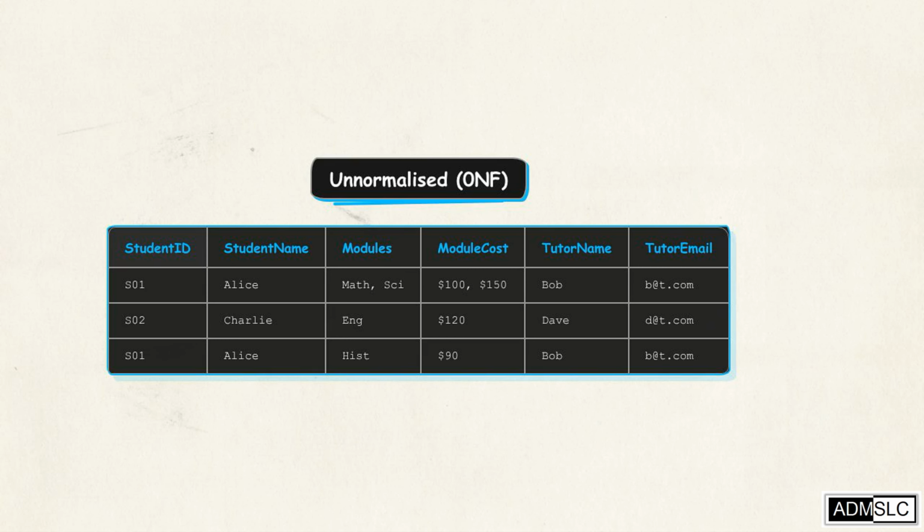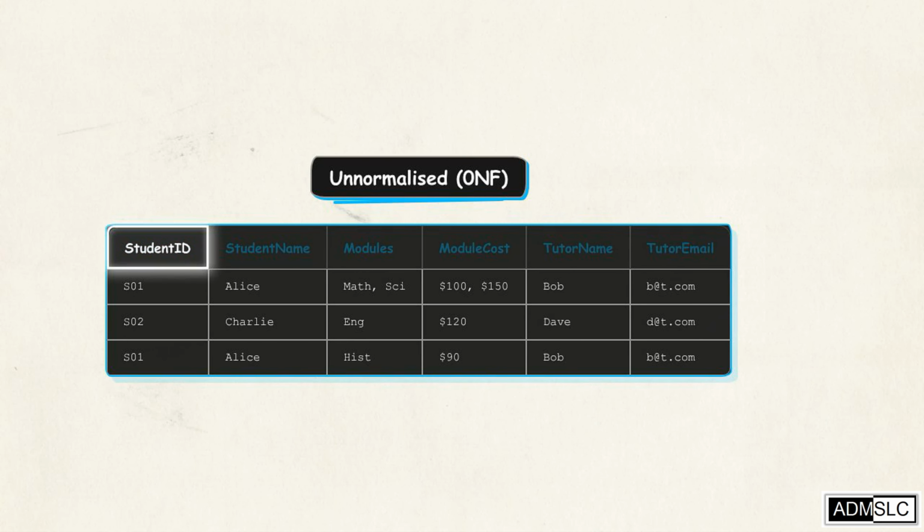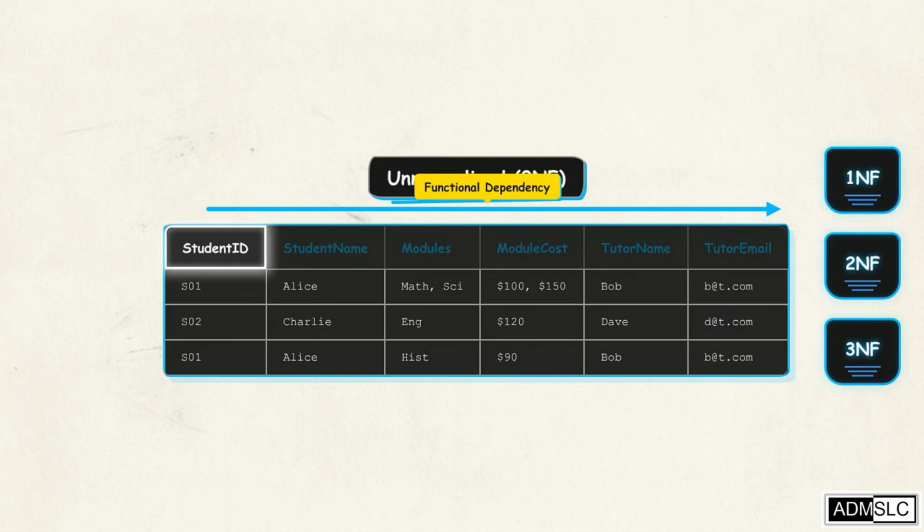To prevent this, we move toward a normalized structure. This process relies on functional dependencies, the logic that a primary identifier, like a student ID, should dictate exactly what data belongs in a row. The goal is for every piece of data to depend exclusively on its primary key. We achieve this by passing the table through three specific filters.